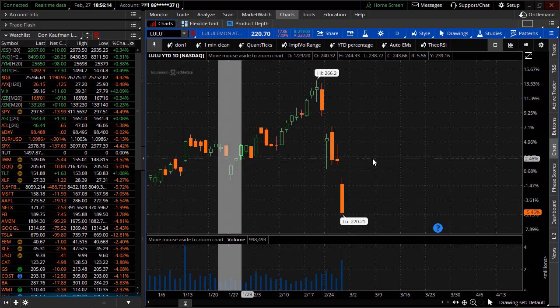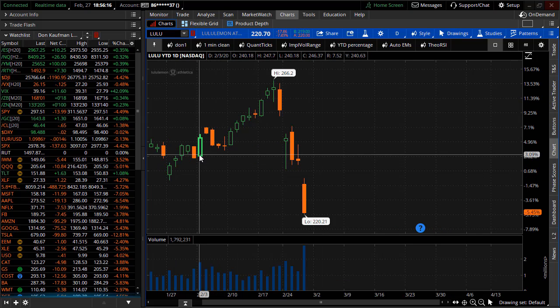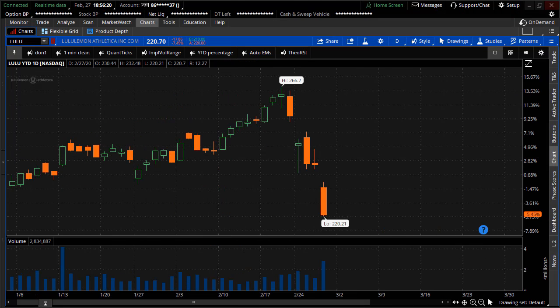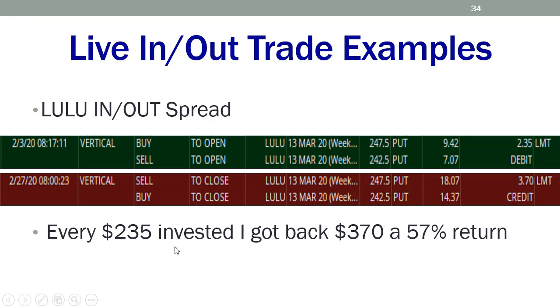So I put this trade on, okay, all the way back here. And now I'm going to close up this left side thing, right? I just want to show you on a chart the exact day and time that I put this on. February 3rd. People, I could not have been more wrong. I was wrong all this time over here and then right. Okay, beautiful. So I'm right. Who cares? Yeah, well, that took every $235 I invested. I got back $370. It's a 57% return.